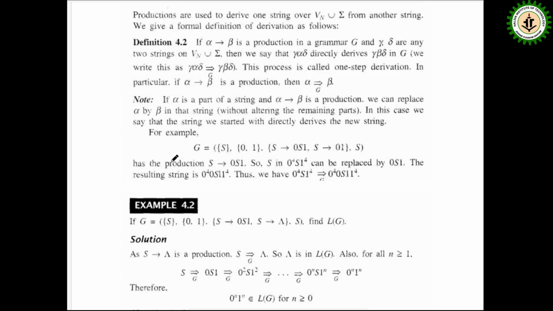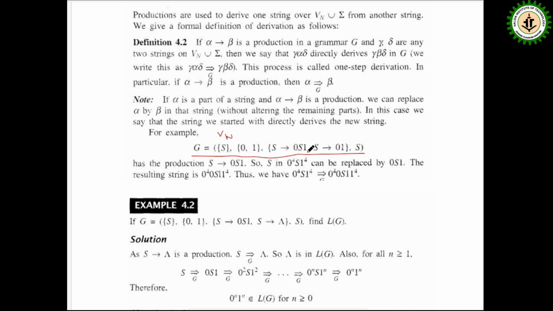Here is an example of grammar. We know that grammar has four tuples. The first is Vn. Vn means the set of variables. Here the number of variables is only one, that is S. And the next is sigma. Sigma, we know, is the terminals, and sigma contains 0 and 1. So the terminals are 0 and 1.